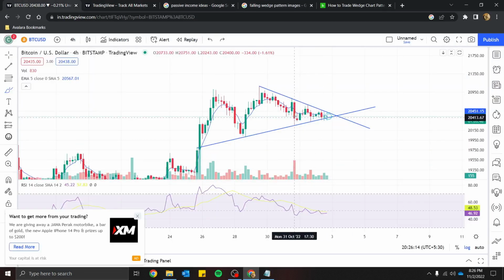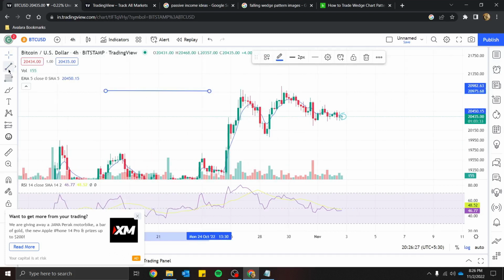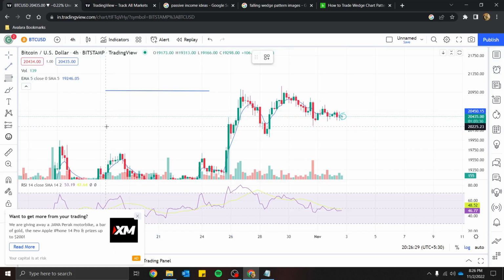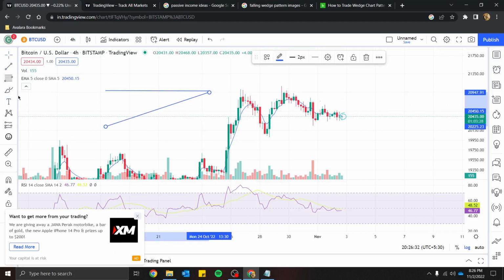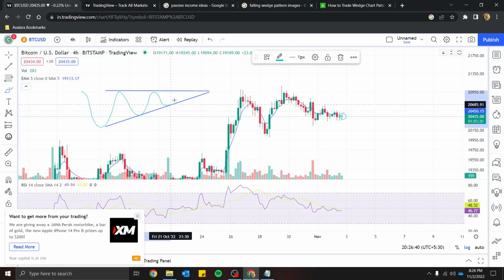Let me show you one more pattern that will be very helpful to you. Suppose we have this line and we have this line, and suppose that market candles are consolidating in this fashion. One time, two times it bounces, third time, fourth time. So what do you think will be next, whether it will break in the upside direction or in the downward direction?